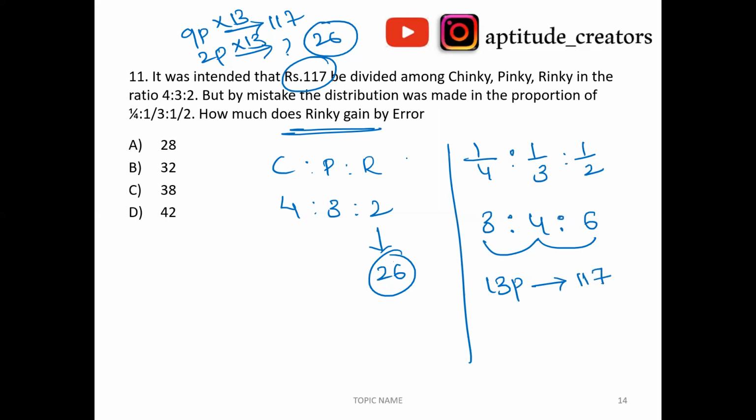Now what is the question? He is asking how much Rinky gained by error. By mistake the distribution was made like this. 6 parts is equal to how much? 6 into 9 is equal to 54. Now what is the difference here? This is the actual distribution, 26, but Rinky received 54 by error. So she gained 28 rupees by error. Answer is option A, 28 rupees.